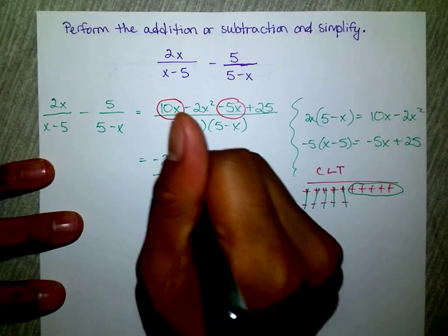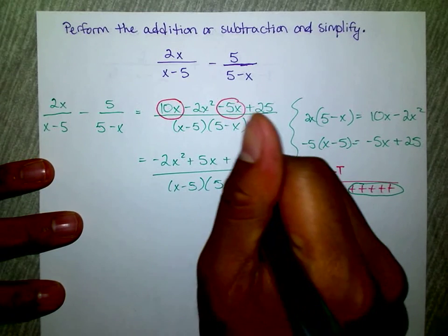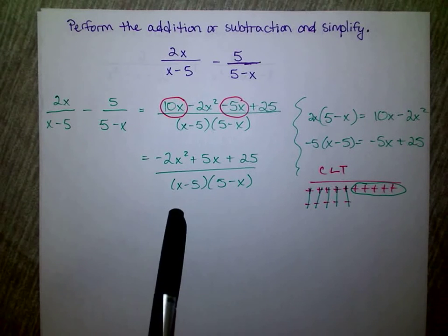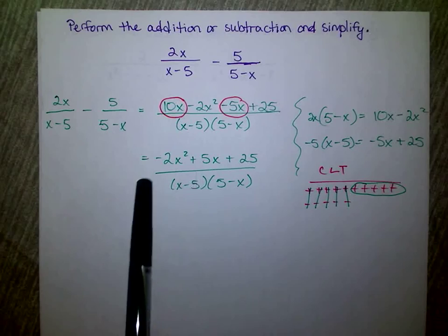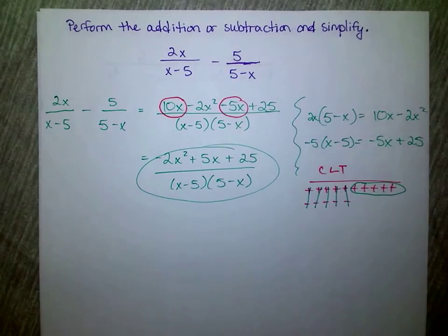over x minus 5 times 5 minus x. And that right there, folks, will be our final answer for that problem. You can't do anything else with that. Can't factor this. And that's it. Final answer. Okay? Sometimes these things are just that easy. That was it.